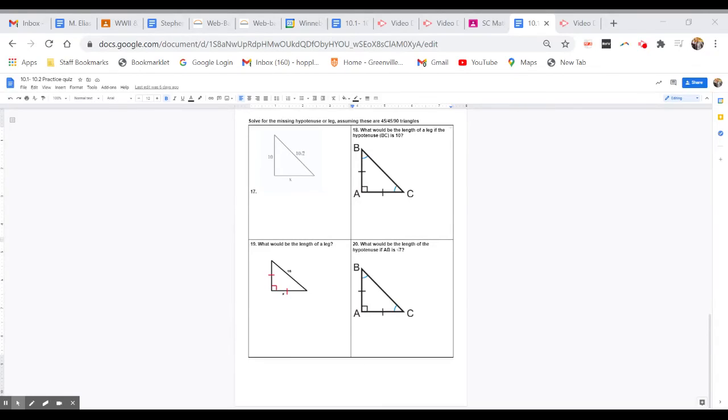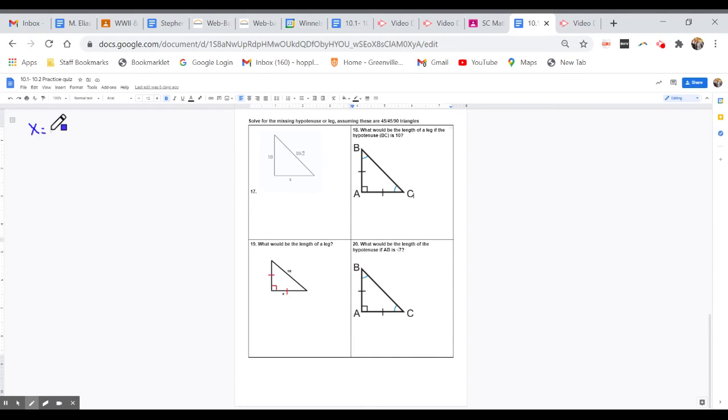For problems 17 through 20, it says solve for the missing hypotenuse or leg, assuming that these are 45, 45, 90 triangles. So remember, 45, 45, 90 triangles are a specific type of isosceles triangle, meaning they have two legs that are congruent to each other, as well as two angles, the base angles we call them, that are congruent to each other. And the relationship then between the legs is that the legs are congruent to each other.